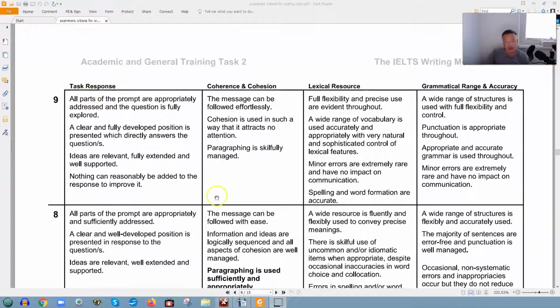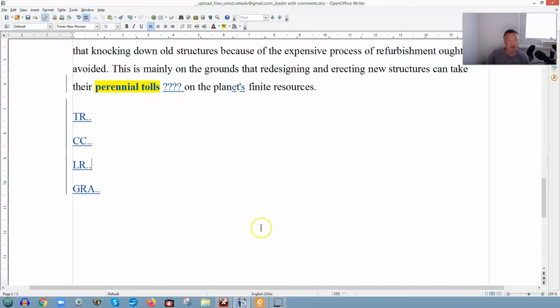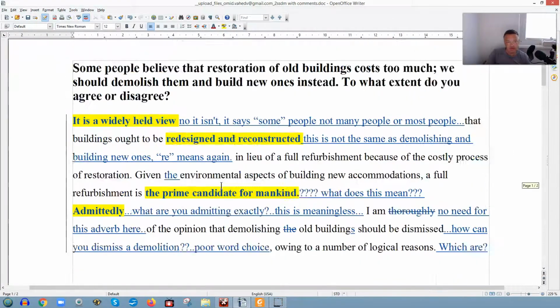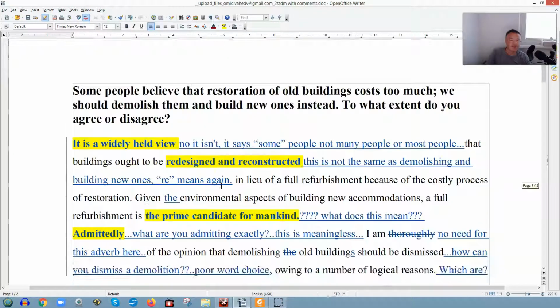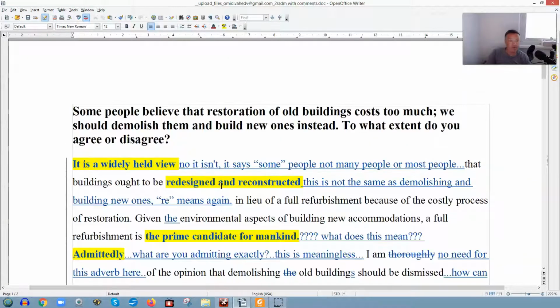Okay, let's take a look at this essay. I've got the criteria here. I've already had a look at the essay. I'll just take you through my comments and we'll take a look at the scoring.